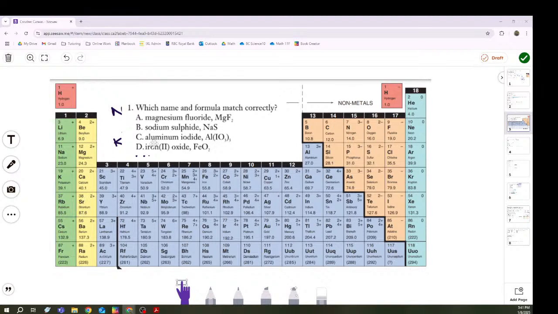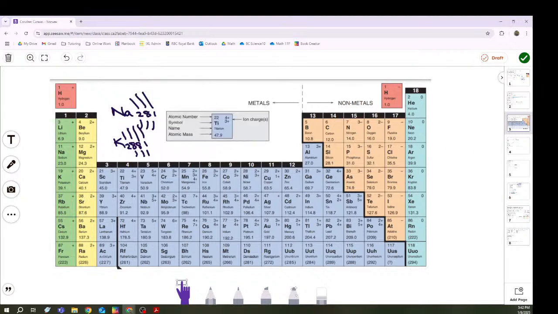Aluminum iodide. The fact that it ends in IDE tells me it's a single element. Polyatomics don't end in IDE, like phosphate, phosphite, carbonate, carbonite, just any of those. This is a single element. IO3, there's no such thing. It would have just been A, magnesium and fluoride. Magnesium had a charge of 2, fluorine had a charge of 1, they've swapped, and voila, that's it. Yes. Okay, let's go back.